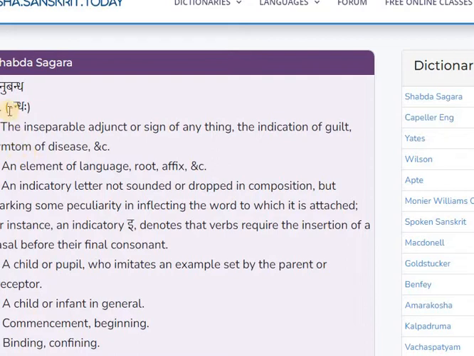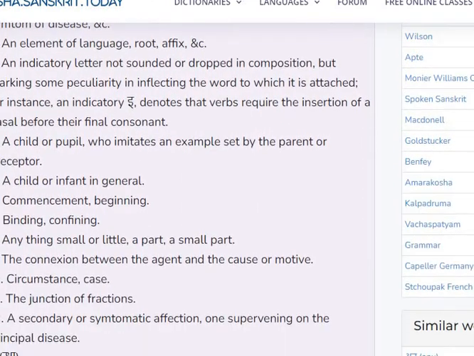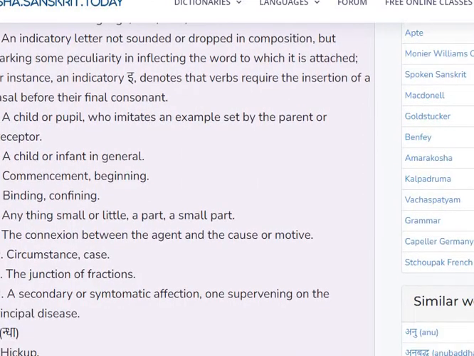So here the word Anubandha explains the inseparable adjunct or sign of anything, the indication of guilt, one meaning of Anubandha, element of language; all these meanings are given for Anubandha. But let us see what is the exact contextual meaning related to life, as it gives so many different meanings, but we will check the contextual meaning.